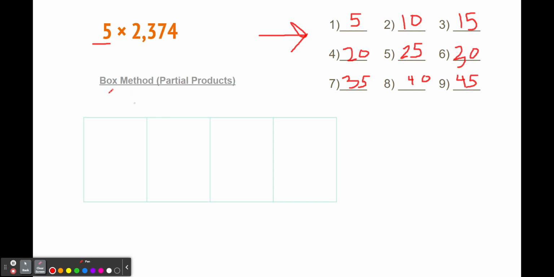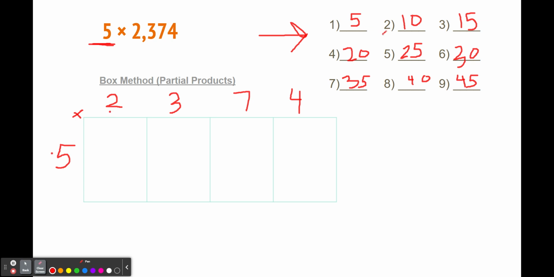So for the box method, I have this box over here, and I'm going to put down my single digit factor, which is 5, on this side. And I'm going to be multiplying this by 2,374. So I have 4 boxes for each of my digits. So I'm going to put down 2, 3, 7, 4.